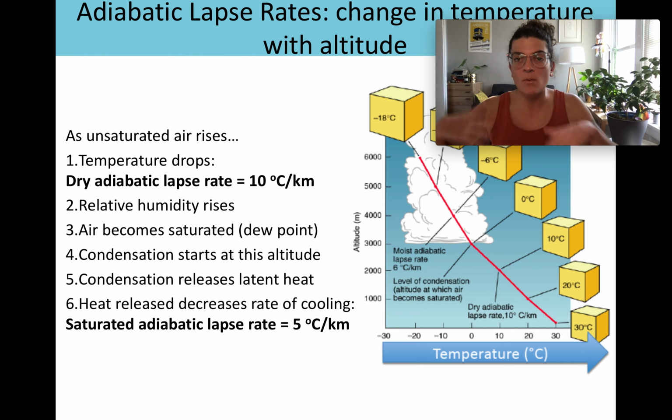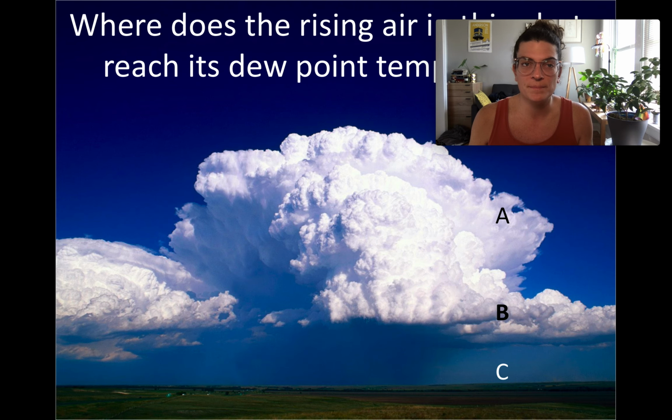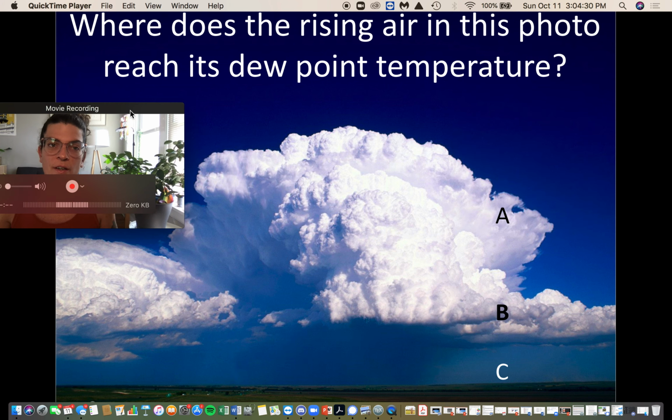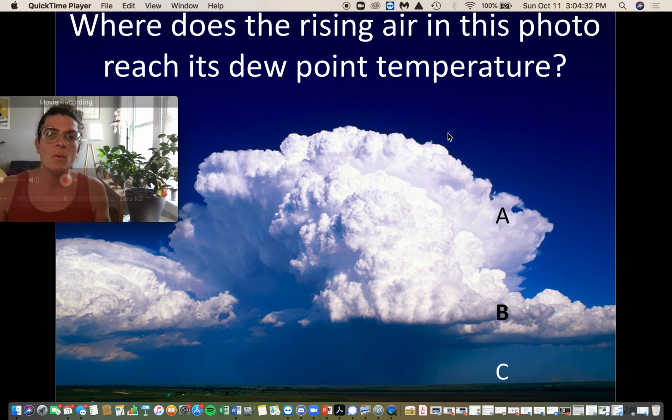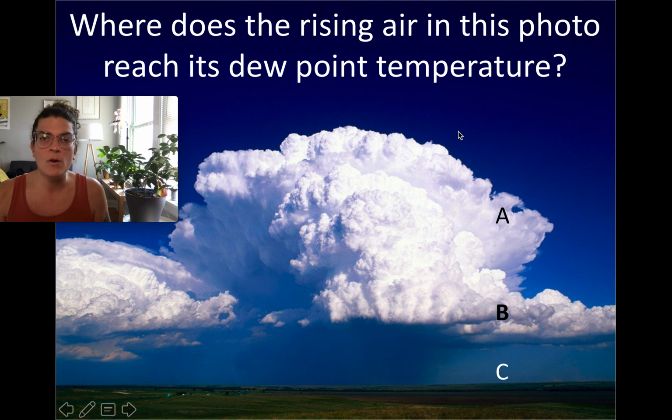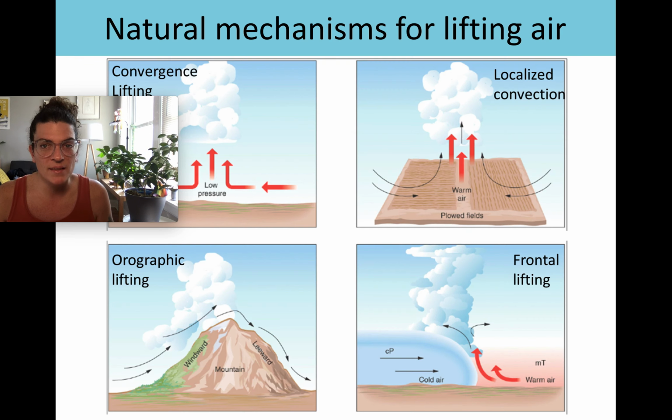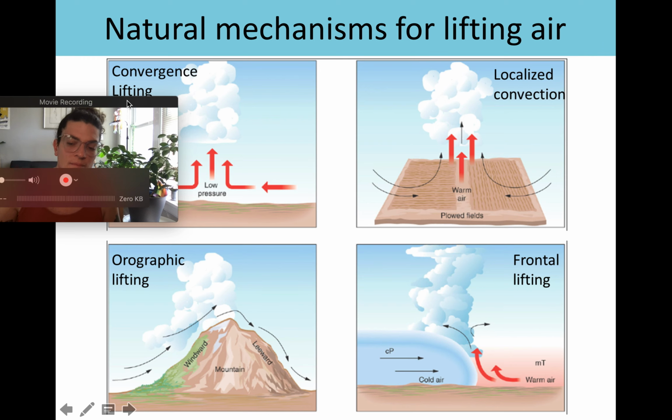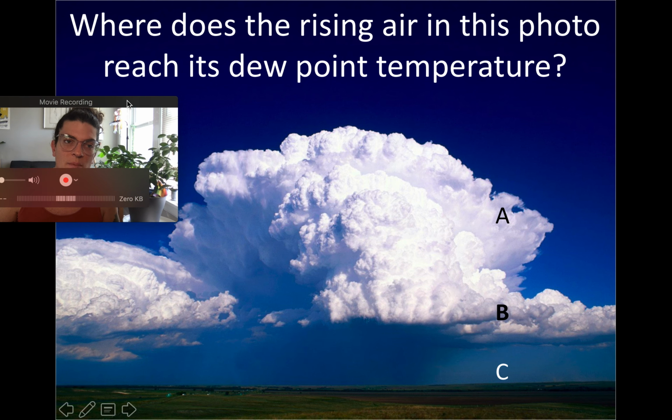So once you're condensing water in a saturated air parcel, you're going to start warming some of the air around it. So for example, in this figure, I want you to write your answers down. Where does the rising air in this photo reach its dew point temperature? Is it A, is it B, or is it C?